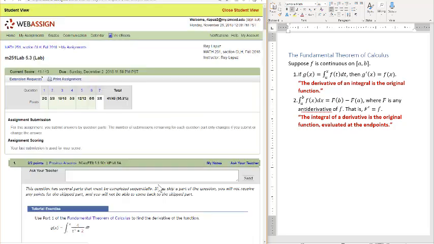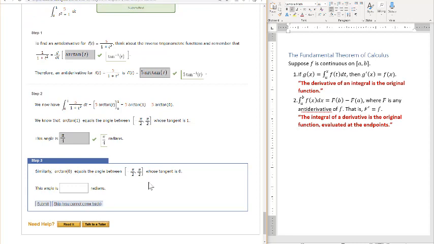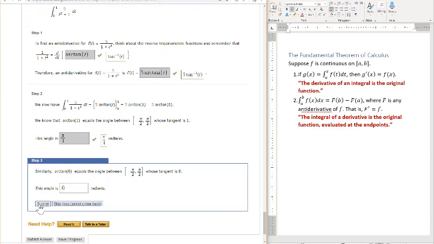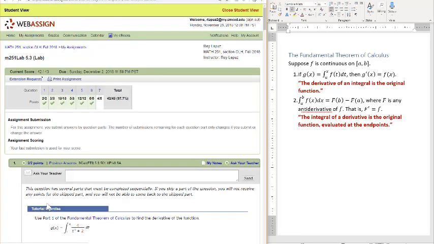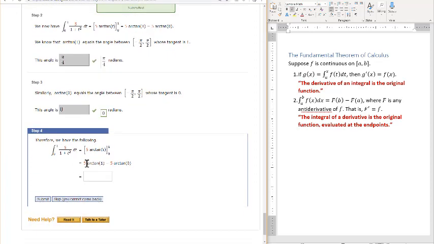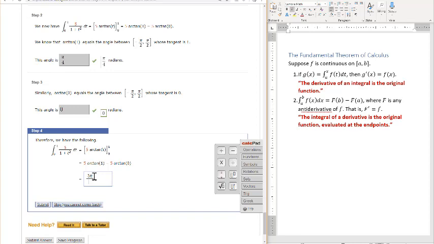Arctan of 0 is 0 because the tangent of 0 is equal to 0. So we have 0 radians for that. And then we multiply it by 5 and subtract. So we know that this is going to have a 0 contribution, so the arctan of 1 is pi over 4. So we have 5 pi over 4 as our final answer.